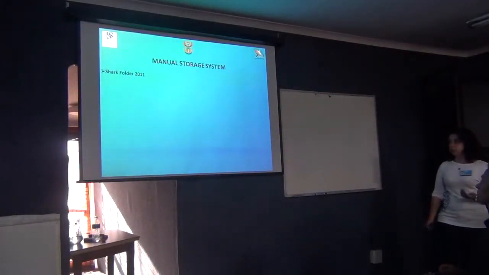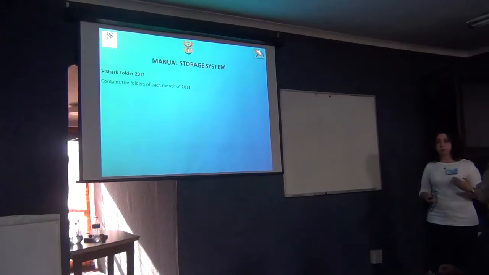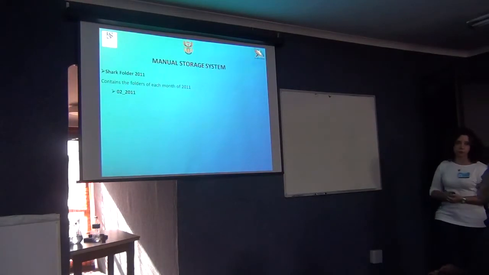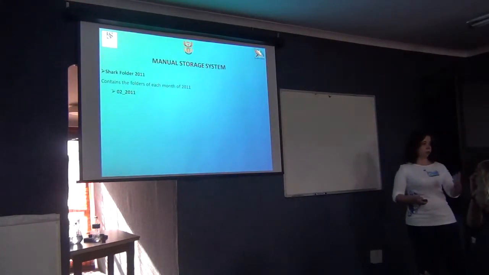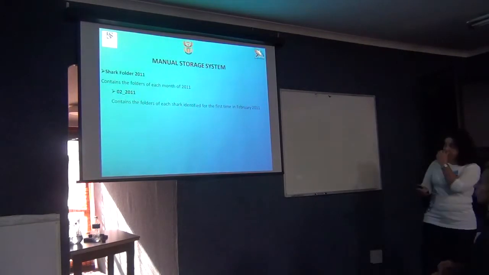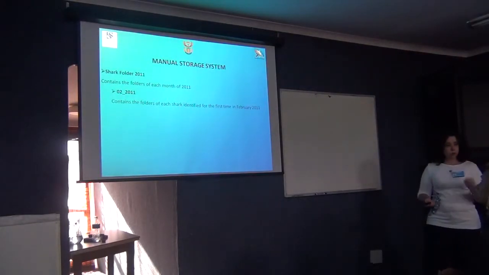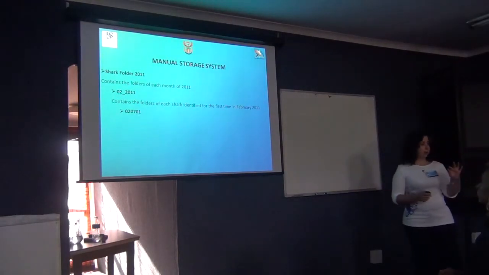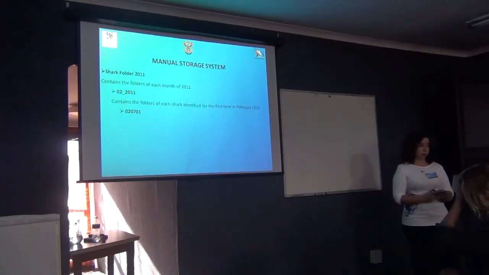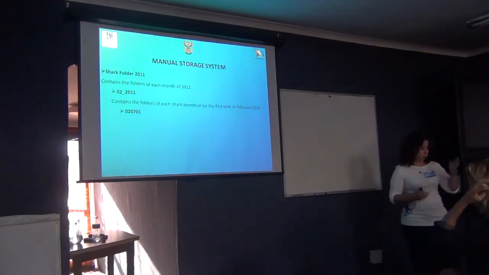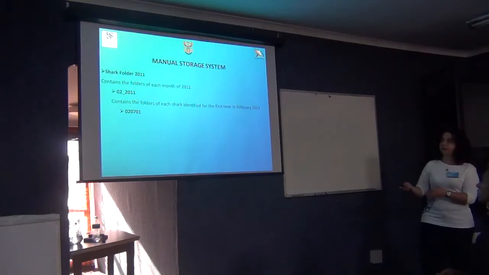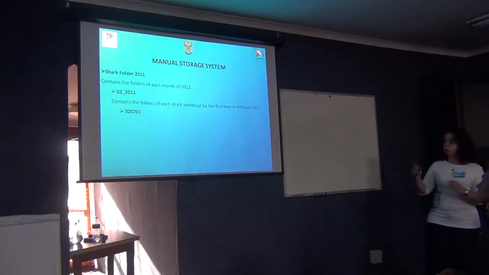Now, the storage system I've been using over time was to create a shark folder for the year. Inside the folder for the year, a folder for each month, like that. For example, February 2011. I have a folder called 02 2011. Now, inside 02 2011, the first shark I identified, for example, the 7th of February, will have a name based on the day identified first. So I create a folder for the shark based on when I see it the first time of the year. So the first shark I will identify the 7th of February will be called 02, 07, 01.